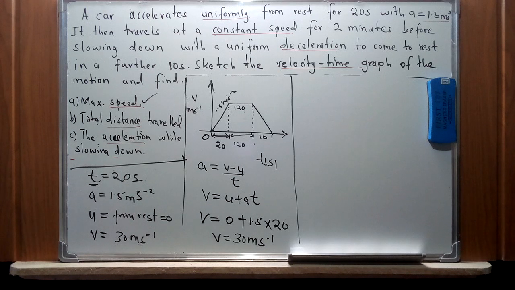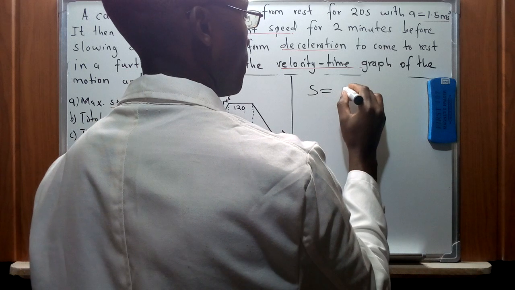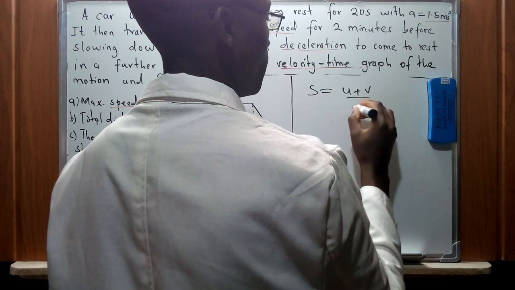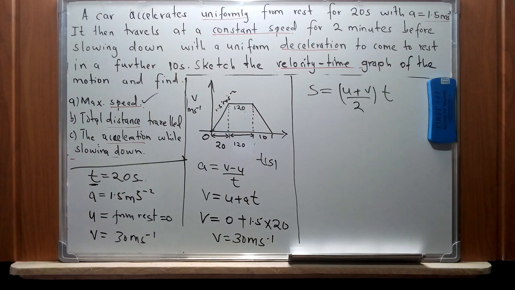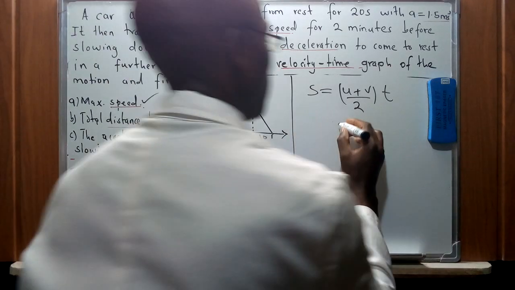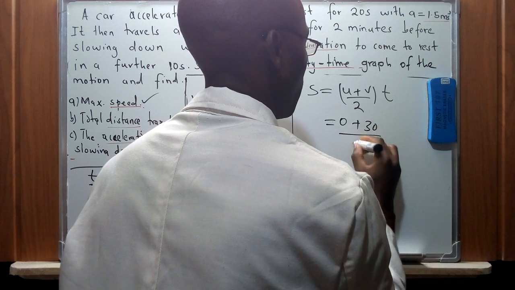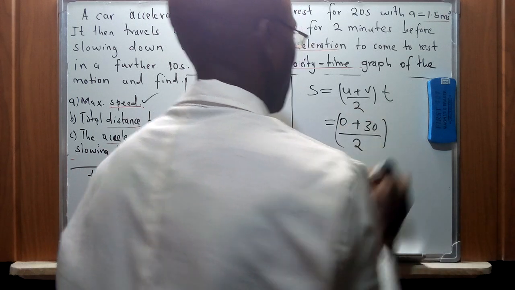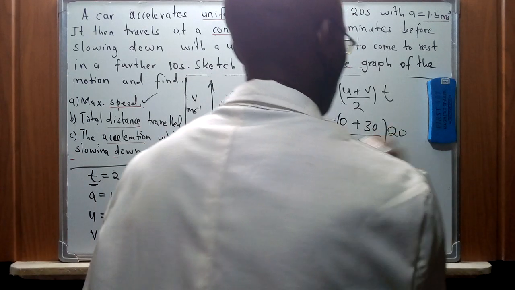So in this case, we have two sets of equations that we can use. We said total displacement equals final velocity plus initial velocity, this is average, times time. So we will see what we have here: the initial velocity was 0, that is u, and the final velocity was 30 meters per second, divided by 2, and then the time used in traveling was 20 seconds.